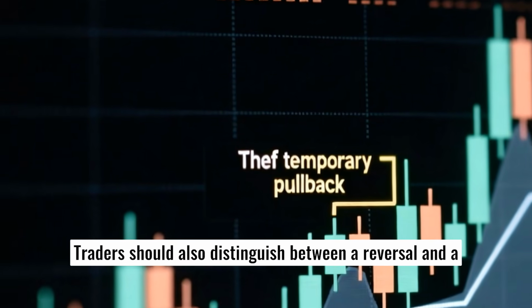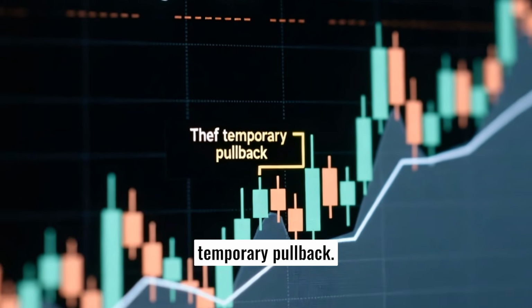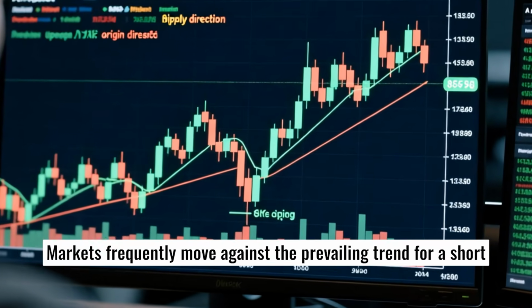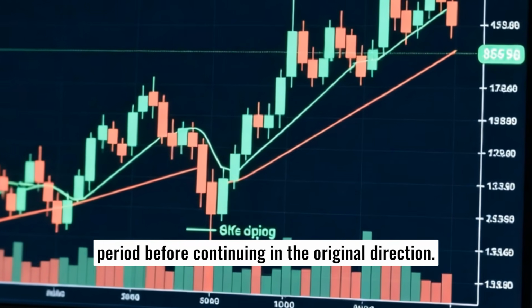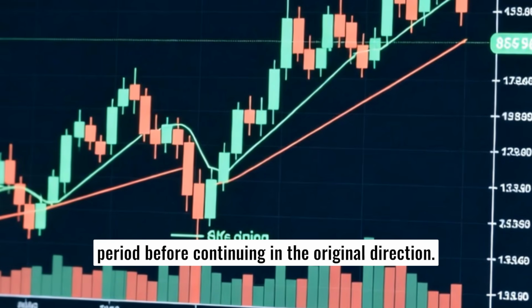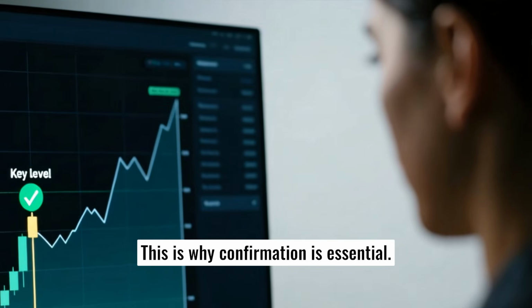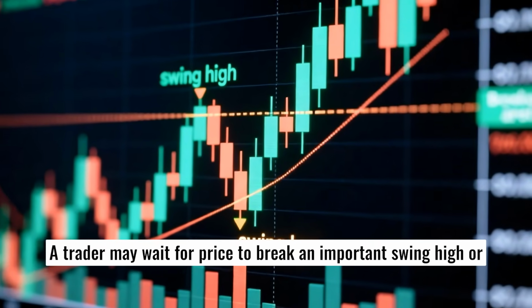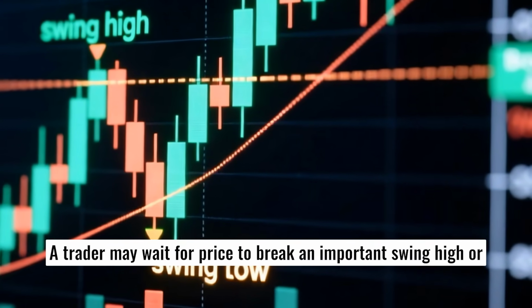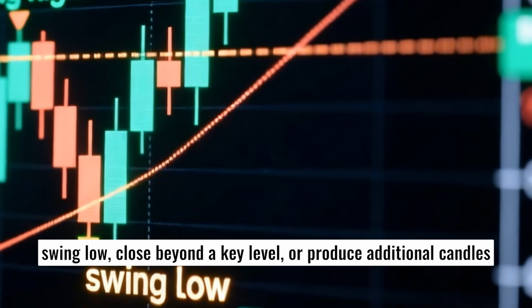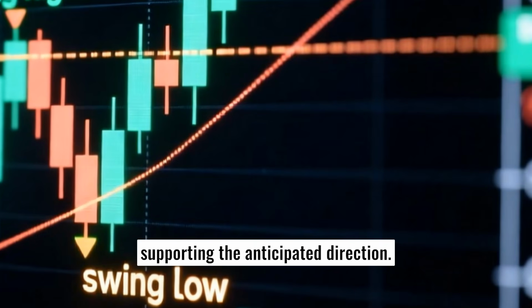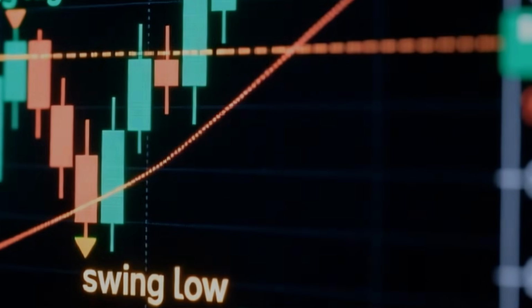Traders should also distinguish between a reversal and a temporary pullback. Markets frequently move against the prevailing trend for a short period before continuing in the original direction. This is why confirmation is essential. A trader may wait for price to break an important swing high or swing low, close beyond a key level, or produce additional candles supporting the anticipated direction.